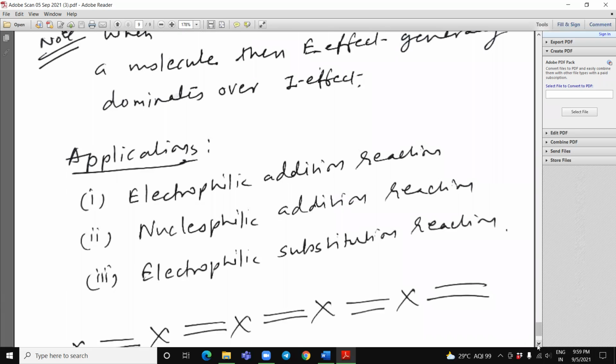Applications. Due to the electron transfer, it will undergo various types of reactions: electrophilic addition reaction, nucleophilic addition reaction, and electrophilic substitution reaction. So this is about the field effect, electromeric effect, and inductive effect.